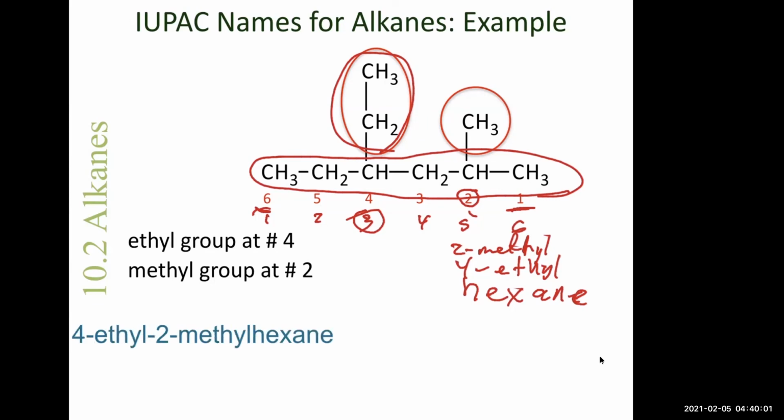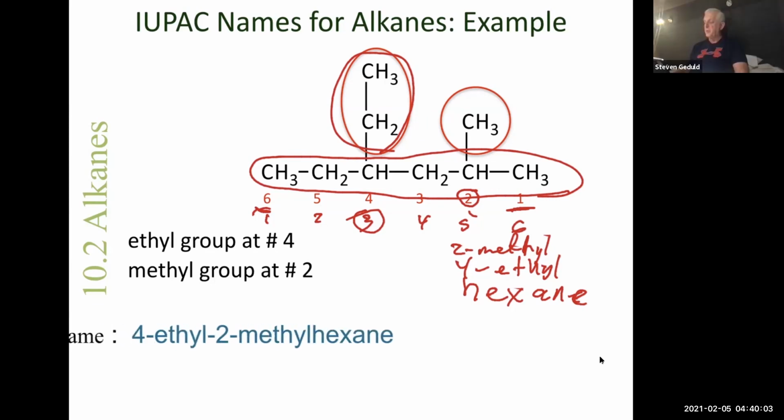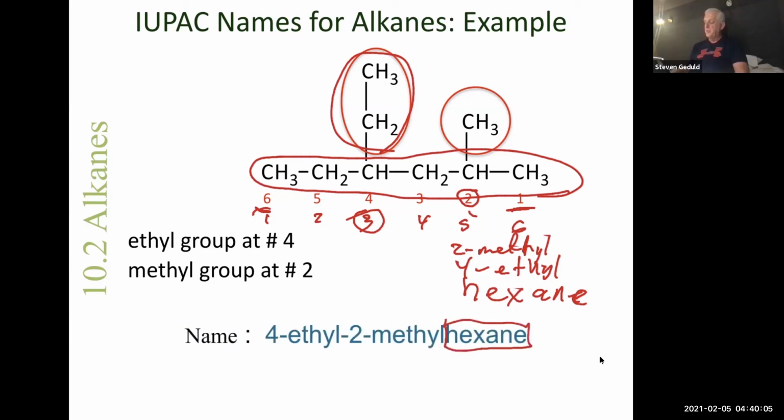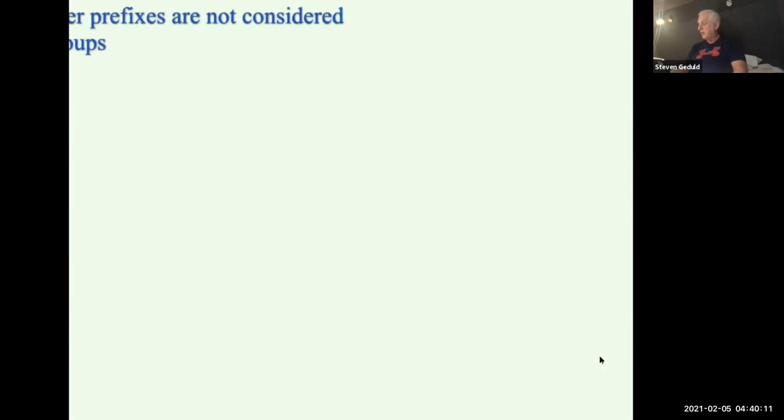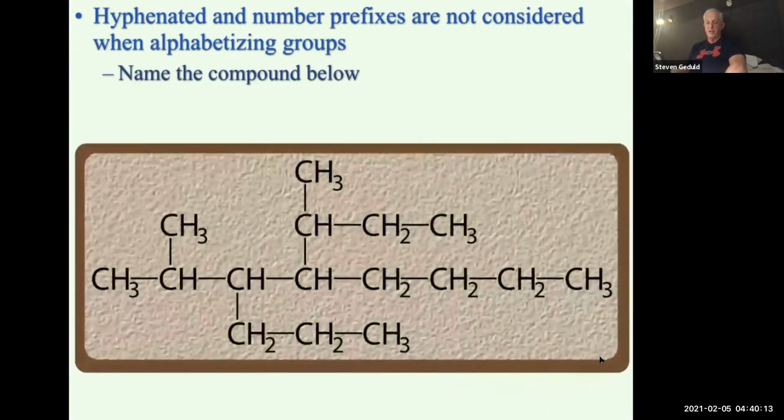Okay. So here's your hexane, 6 carbons, all single bonds. At the number 2, there's a methyl. At the number 4, there's an ethyl. You got it. All right, let's do this one, then we'll call it quits for the night. There's been a lot of material thrown at you guys. And this is a complicated one.